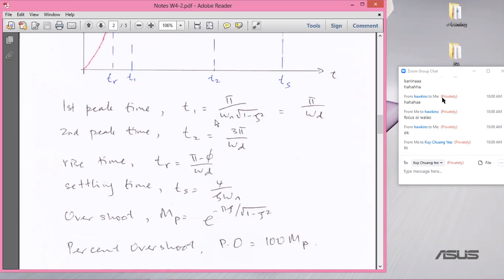Okay, so these are the quantities that you can compute from the second order system, which in turn lets you know how the system behaves, and then you can quantify whether it is satisfactory or not, depending on the specific application of your system. Okay, so now let's take a look at some examples.